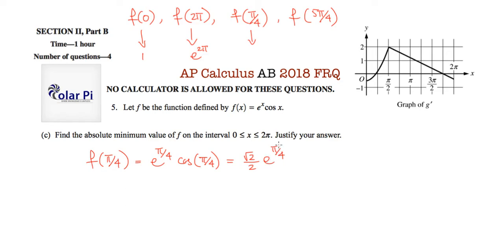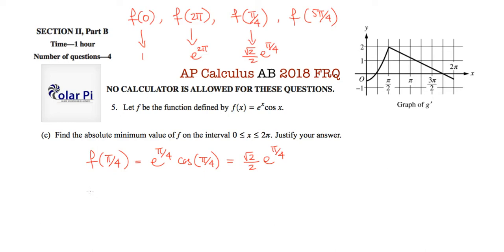But what is e to pi over 4, even if we knew that pi over 4 is roughly like 0.7 and change, right? Okay, anyway, let's just write it for now as root 2 over 2 times e to the pi over 4, and hopefully this will be easy to identify as being smaller than all the others, because so far the 3 values are pretty hard to compare.